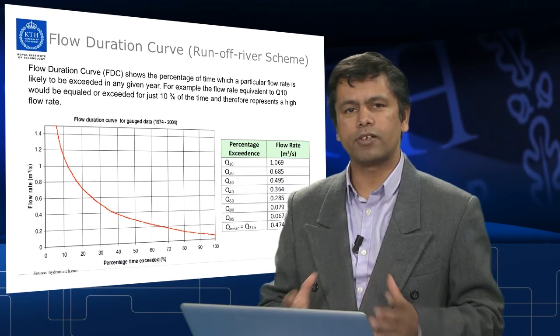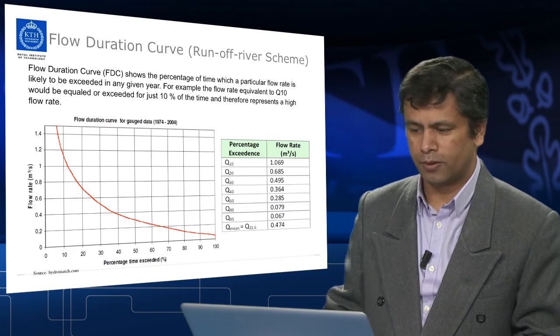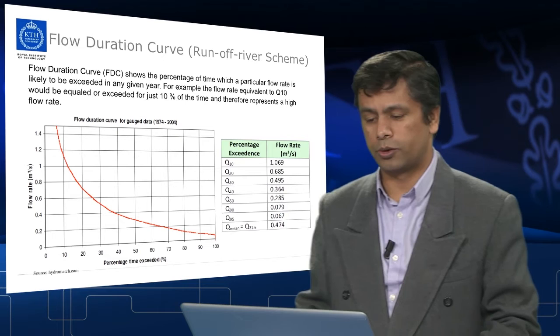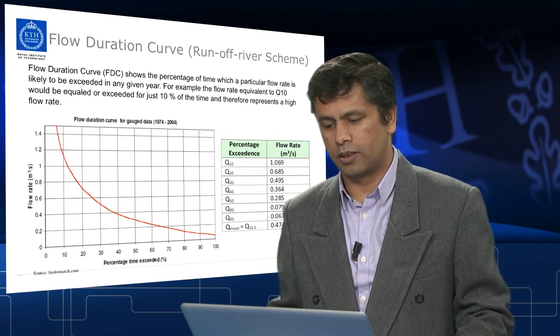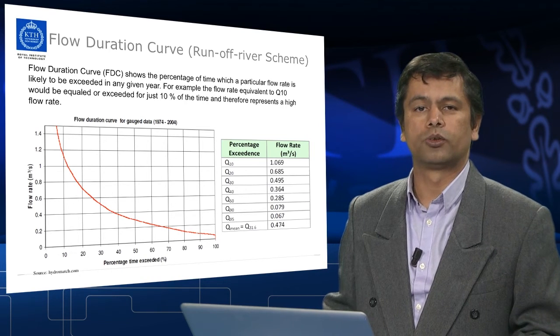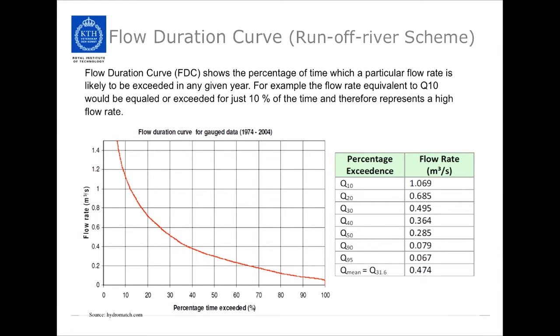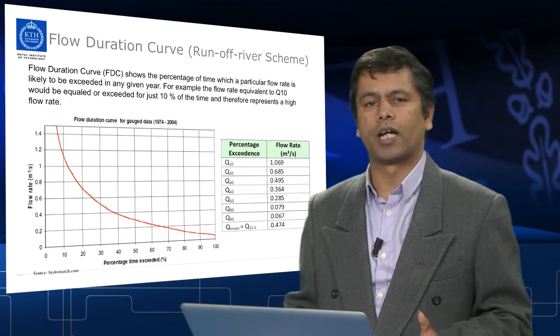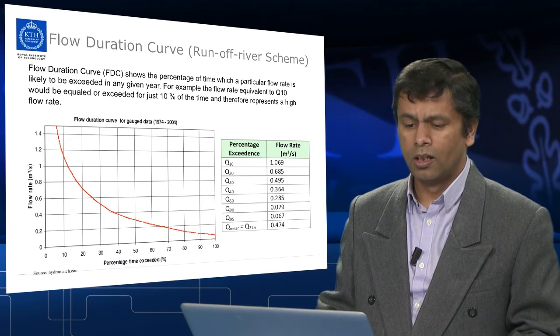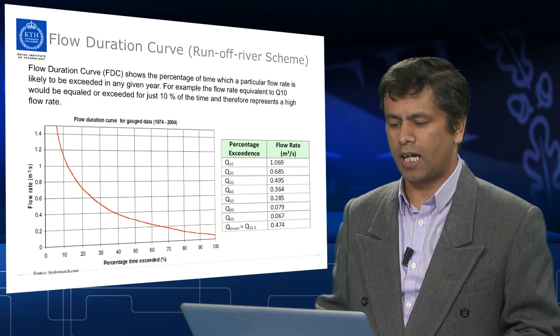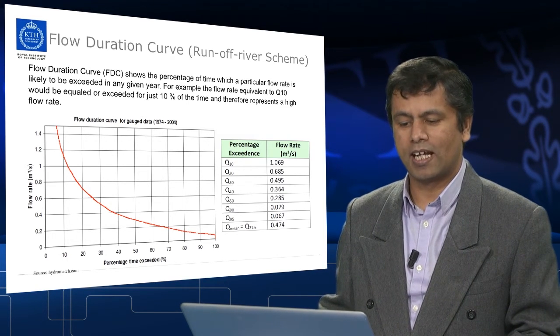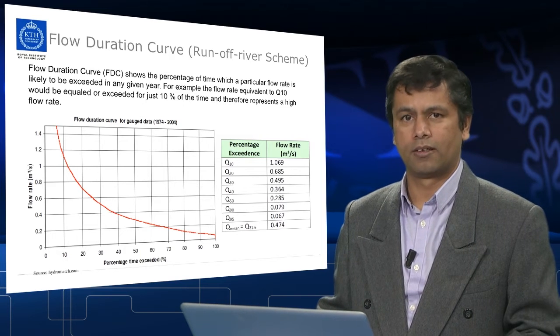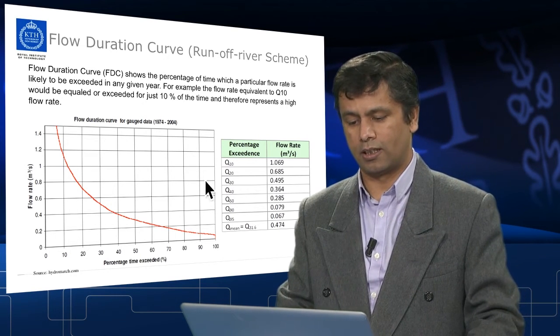First of all, before calculating the power, we need to understand the flow duration curve. This is especially important to know when you are designing run-of-river schemes and planning to connect them to the grid. If you measure the flow in the river, it will not be the same throughout the year. In the rainy season the flow will be high and in the dry season the flow will be low. The flow duration curve shows the percentage of time which a particular flow rate is likely to be exceeded in any given year. We have an example in this curve here.